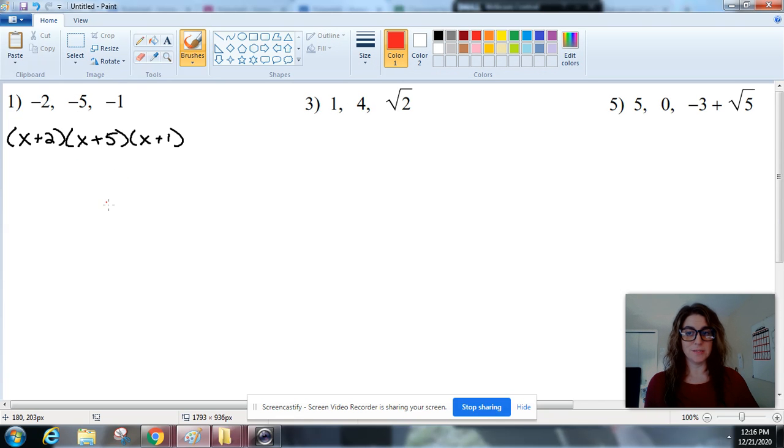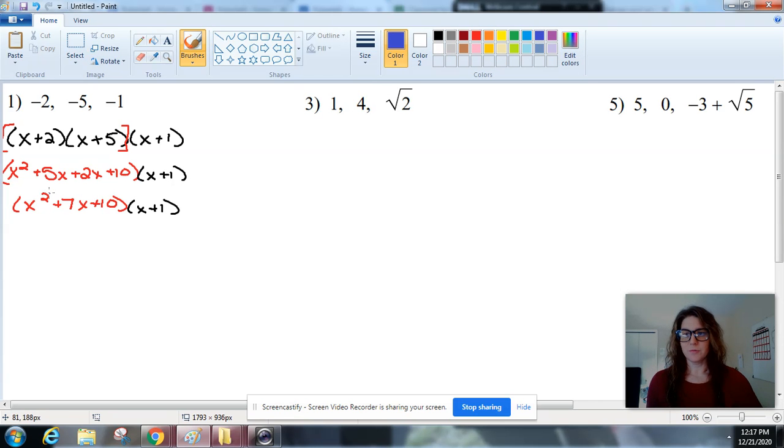You want to multiply 2 at a time. So if we want to take the first 2 and multiply those out, you're just foiling. X times x is x squared. X times 5 is 5x. 2 times x is 2x. 2 times 5 is 10. And then you would clean that up and combine your like terms. And some of you might be able to do that in your head and not need to write out all of these steps. From here, then it's a matter of distributing.